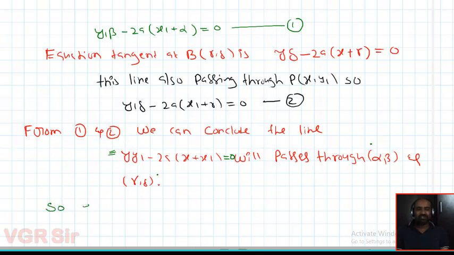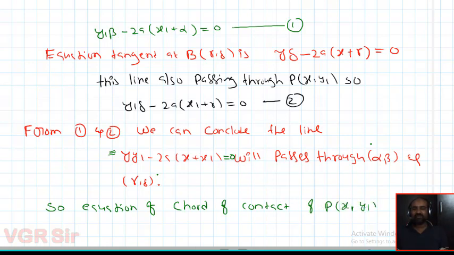So the equation of the chord of contact of P (x1, y1) with respect to y square equal to 4x. Don't get confused. With respect to y square equal to 4x is not only for y square equal to 4x, for any conic it is S1 equal to 0. You should remember this, it is important.